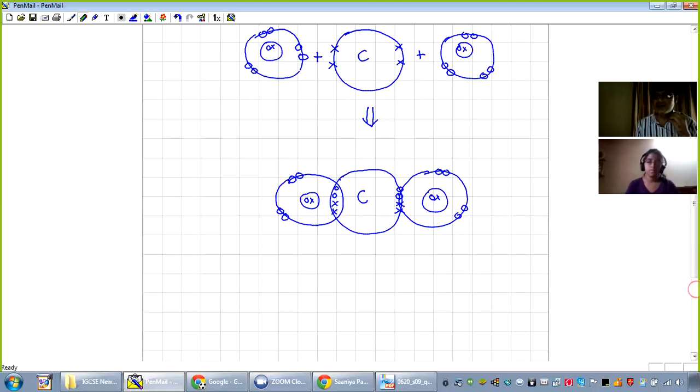Now you can count the number of electrons in the last shell for all 3 of these atoms. You can check it out. 6 electrons were already there in oxygen, and 2 more electrons are shared with carbon. So that is going to make 8 electrons in this orbit. The same thing applies for the second oxygen atom. For the carbon atom, 4 electrons were already there. The other 4 electrons are shared with 2 different atoms of oxygen, which makes 8 electrons in the outermost orbit.